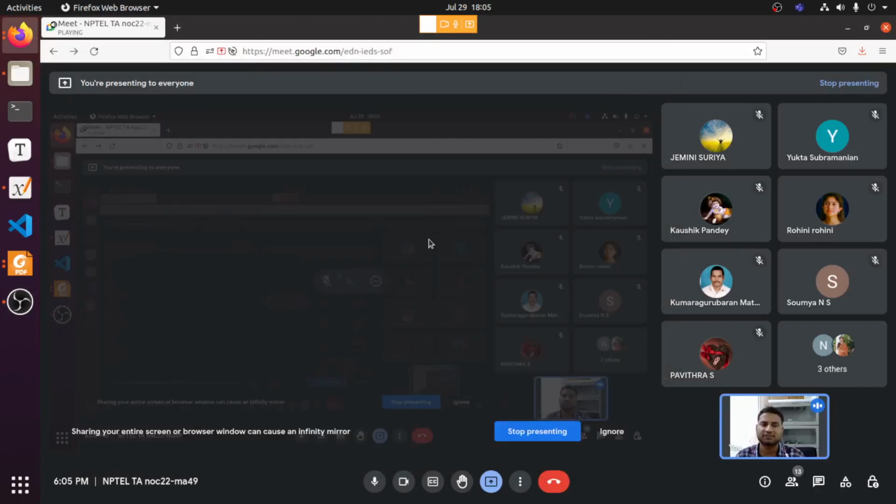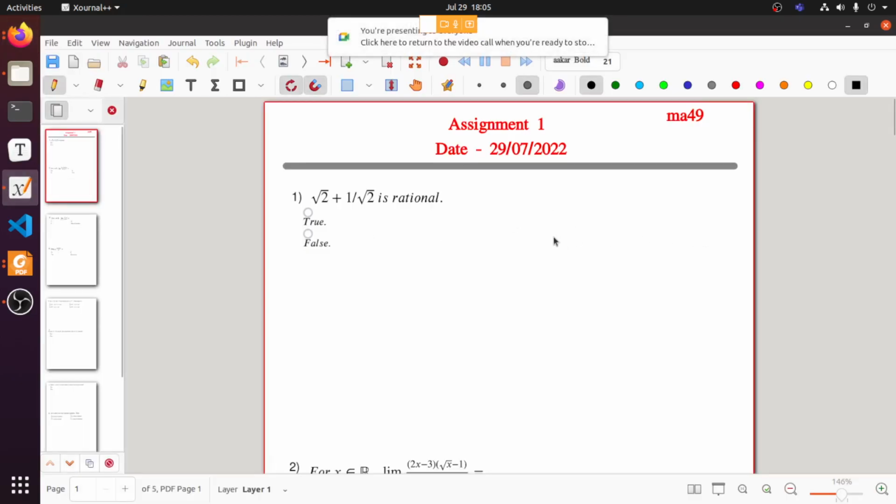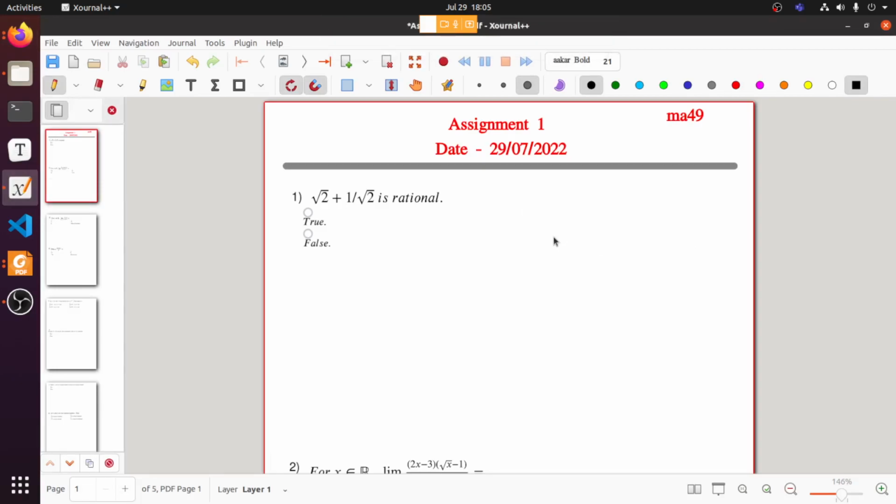Okay, so let's start with the week 1 assignment. You can see the assignment, right? Assignment page.